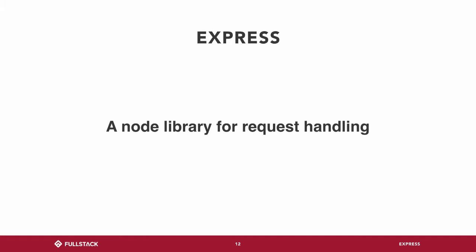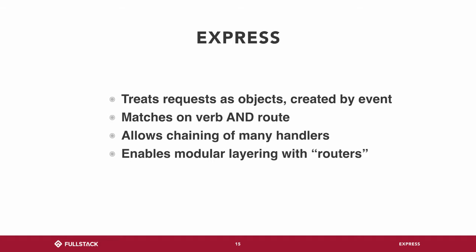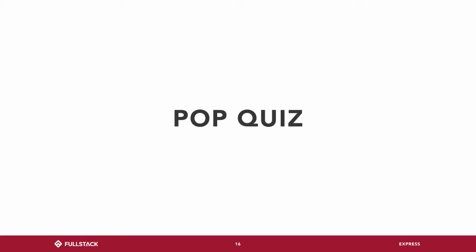So Express is a library for handling this, and, well, the code demo you saw already. Express is going to treat things as objects, and basically we're going to match on two things: a verb, a get, a post, and also a route, /product/products ID. It allows us to do a pipeline, a chaining of handlers. We could do an app.use that gets called by everything, and then we could have a specific route that gets called, and it allows us to have this layer of routes.